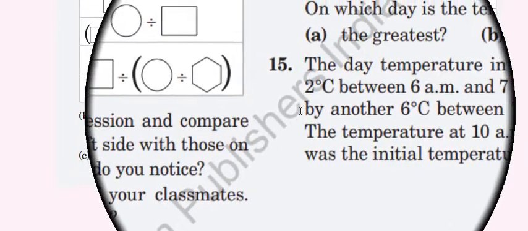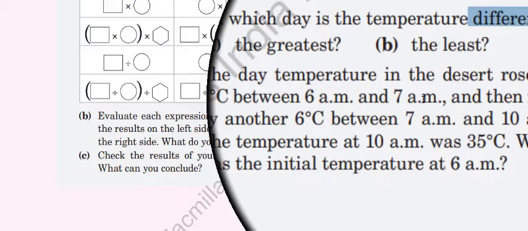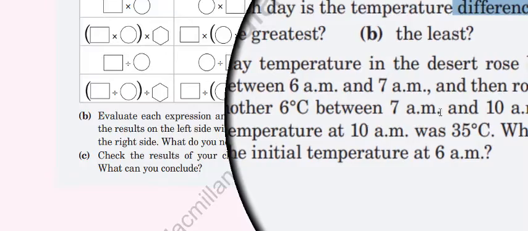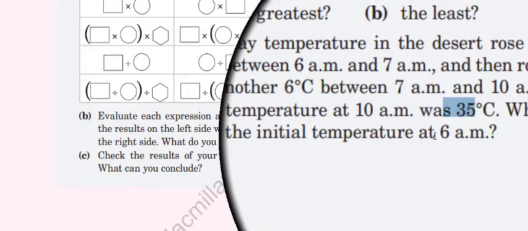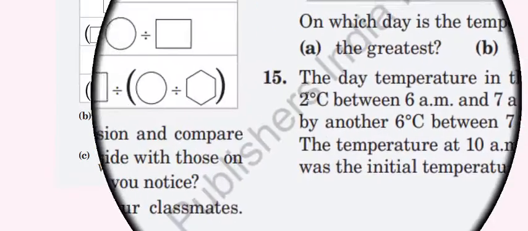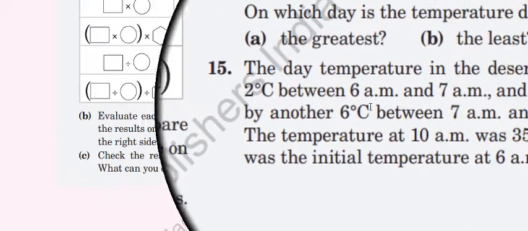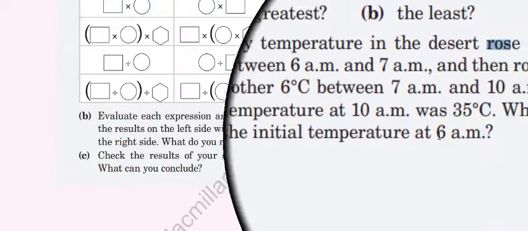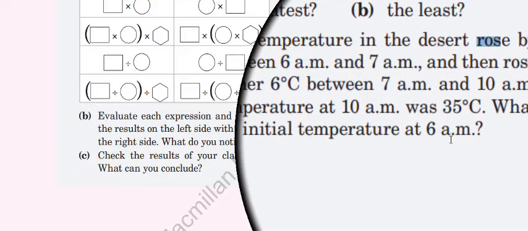Now coming to question number 15. The day's temperature in the desert rose by 2 degrees Celsius between 6 a.m. and 7 a.m. and then rose by another 6 degrees Celsius between 7 and 10 a.m. The temperature at 10 was 35, and they are asking what the initial temperature at 6 a.m. was. The word they are using here is rose, which means there is an increase of 2 and an increase of 6 degrees. So the total comes out to be 8 degrees Celsius. Now they are asking the initial temperature, so 35 minus 8 comes out to be 27 degrees Celsius. That was the temperature at 6 a.m.